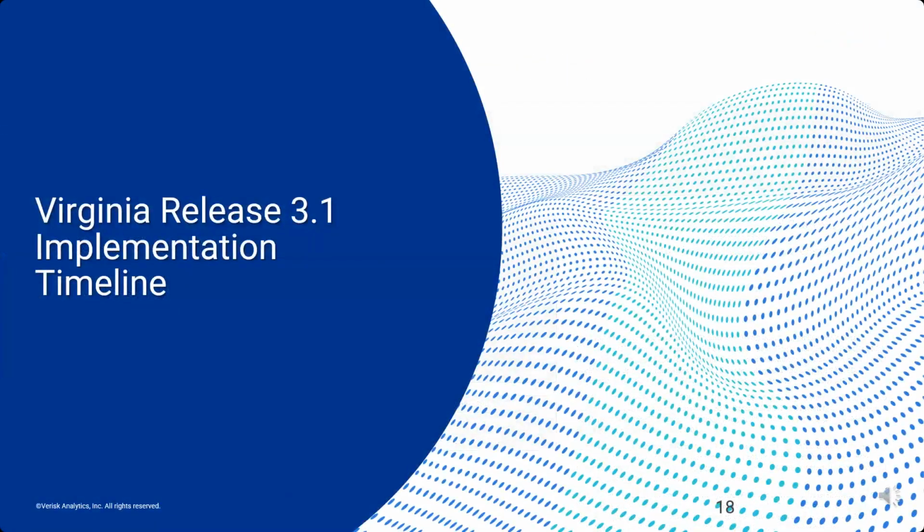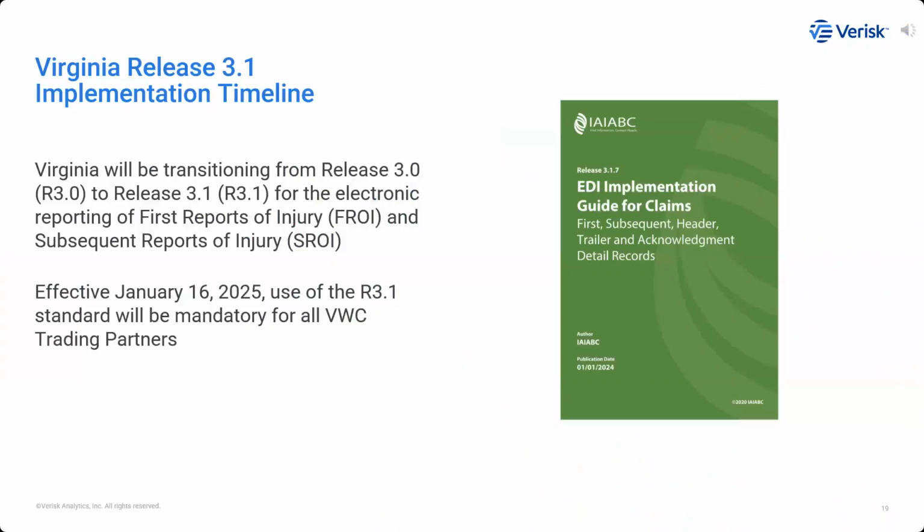Let's now discuss Virginia's Release 3.1 implementation timeline from the beginning to the future. Virginia is currently receiving electronic reporting of workers' compensation first reports of injury and subsequent reports of injury via Release 3.0. Starting on January 16, 2025, Virginia will no longer accept Release 3 transactions and will require first reports of injury and subsequent reports of injury to be reported via the Release 3.1 format.